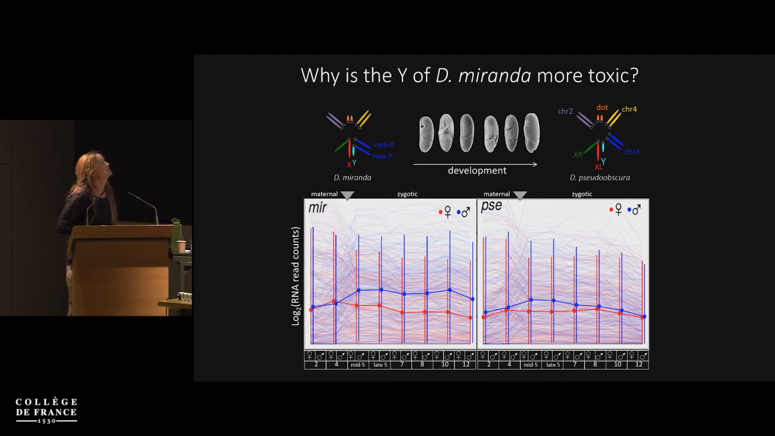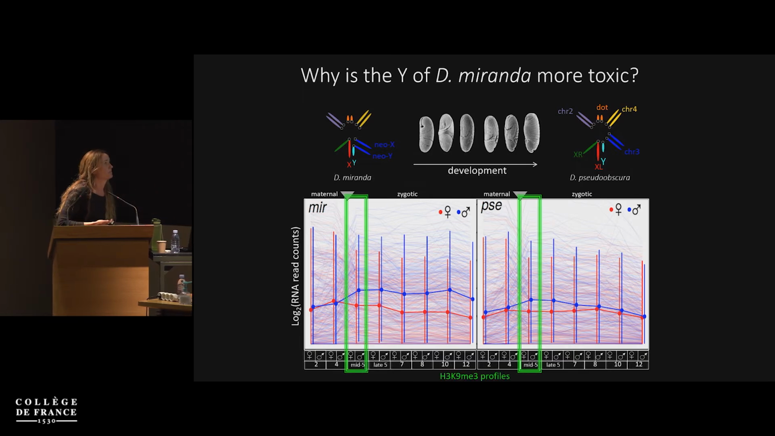And so the final question we were interested in is, why is there this difference in the burst of TE expression between Drosophila miranda and Drosophila pseudoobscura? Okay, so why is miranda more toxic? As I mentioned, in pseudoobscura there's only a burst of expression, but in miranda there's this sustained increase in expression.